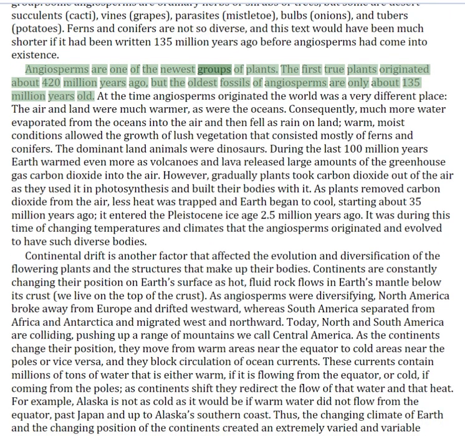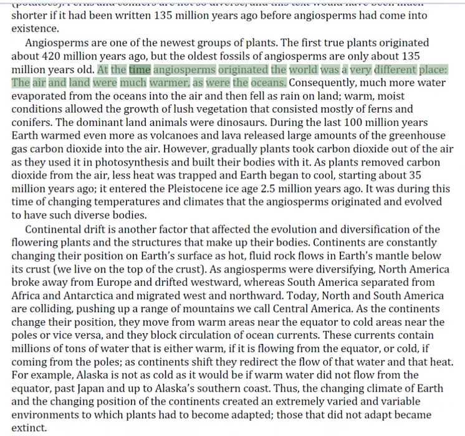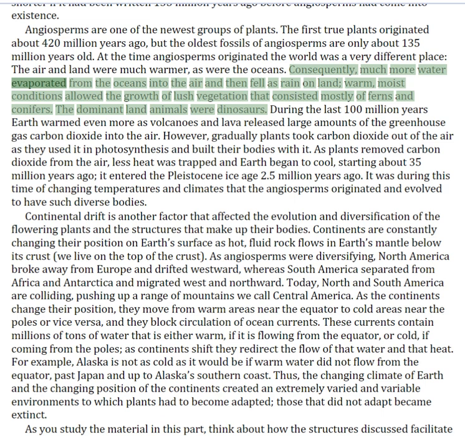Angiosperms are one of the newest groups of plants. The first true plants originated about 420 million years ago, but the oldest fossils of angiosperms are only about 135 million years old. At the time angiosperms originated, the world was a very different place. The air and land were much warmer, as were the oceans. Consequently, much more water evaporated from the oceans into the air and then fell as rain on land. Warm, moist conditions allowed the growth of lush vegetation that consisted mostly of ferns and conifers. The dominant land animals were dinosaurs.